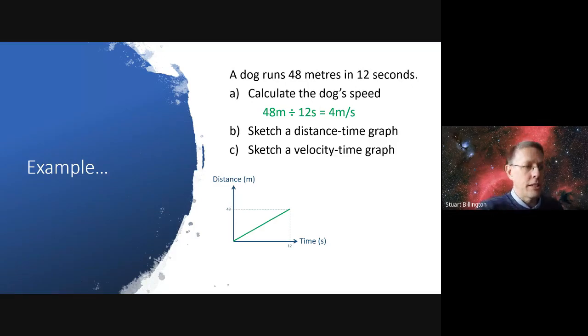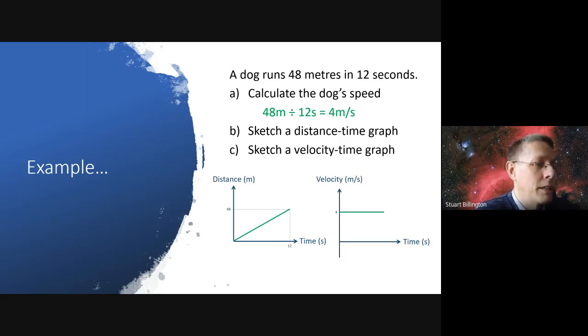So that's the distance time graph, but the velocity time graph is going to look a lot different to that because it's just a constant velocity of 4 meters per second. So that's going to be a horizontal line now at the 4 point on the velocity axis. Just as time ticks by, the velocity just stays the same at 4 meters per second.